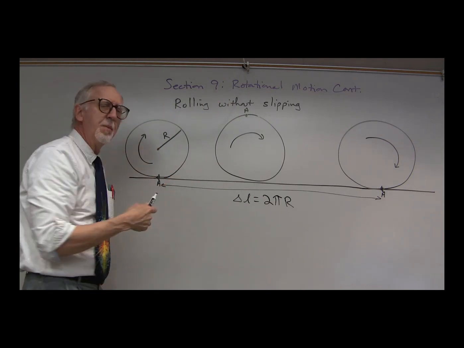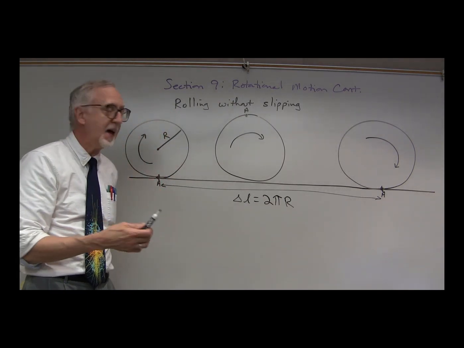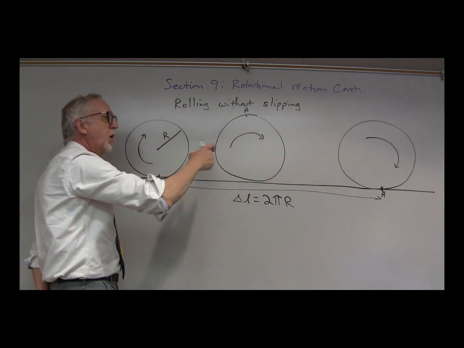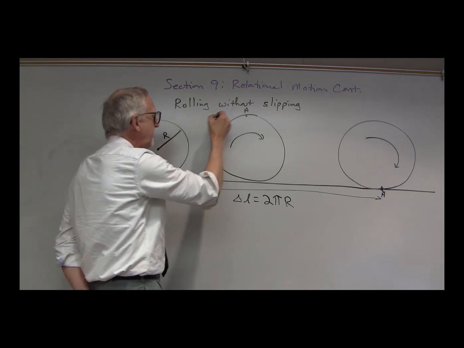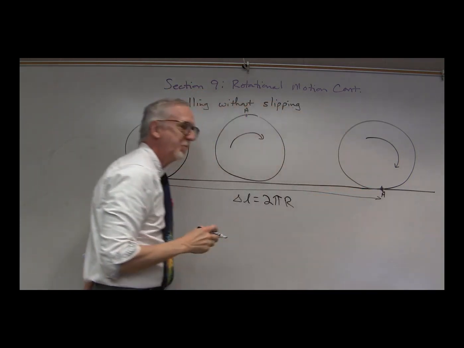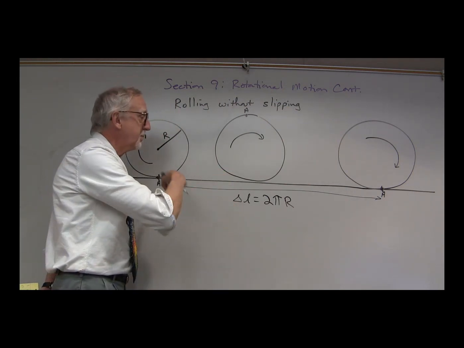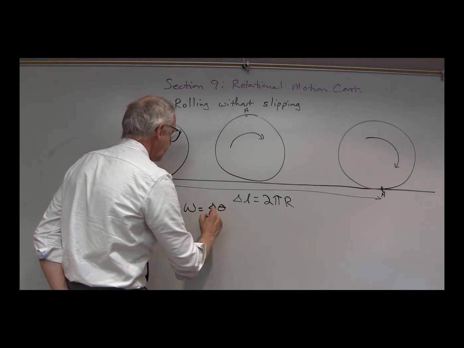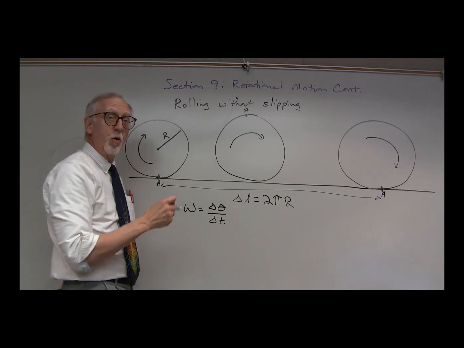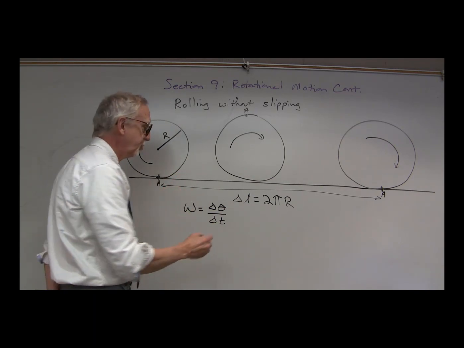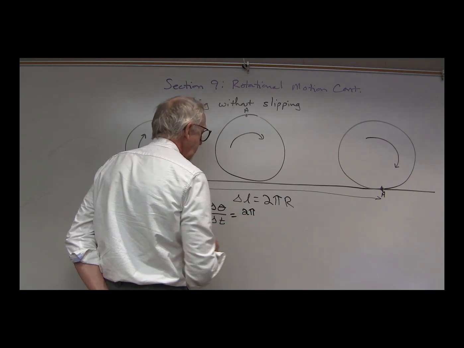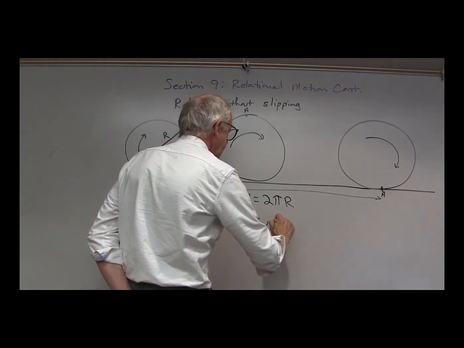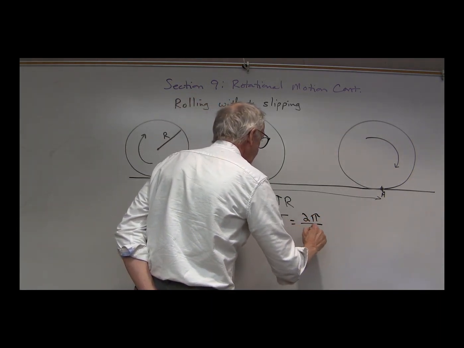How long does it take? By that I mean how much time does it take for the wheel to go from here to here? Well, to do that, it undergoes one complete rotation. So A starts at the bottom, comes to the top, ends up back down at the bottom. So how much time does it take for the wheel to make one rotation? Well, we know that omega is delta theta over delta t. And for one complete rotation, delta theta is 2 pi radians, and the time would be the period, T. So we know that the period is 2 pi over omega.